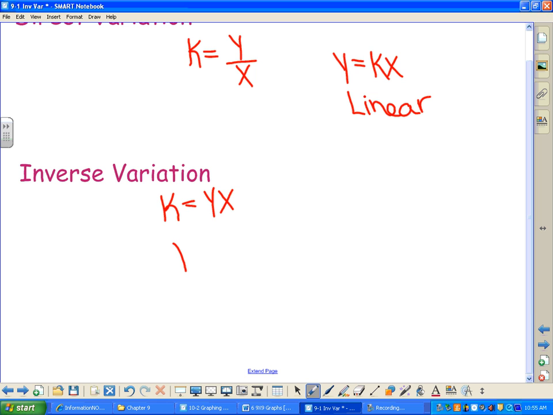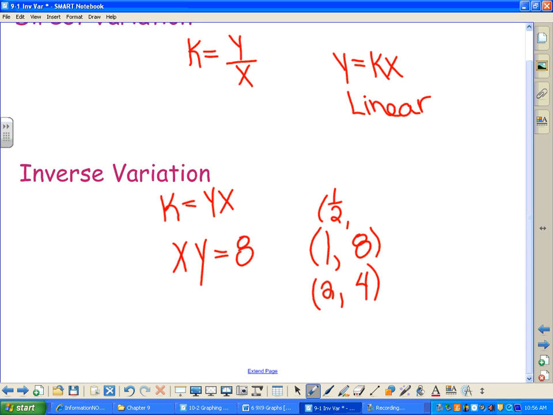So let me just show you real quick. If you have x times y equals 8, for example, if that were your inverse variation, you know that if x was 1, y would have to be 8. If x goes up to 2, what happens to your y value? It goes down to 4. If your x value goes down to 1/2, what happens to your y value? It goes up to 16. So as one is getting smaller, the other one is getting larger, and vice versa.